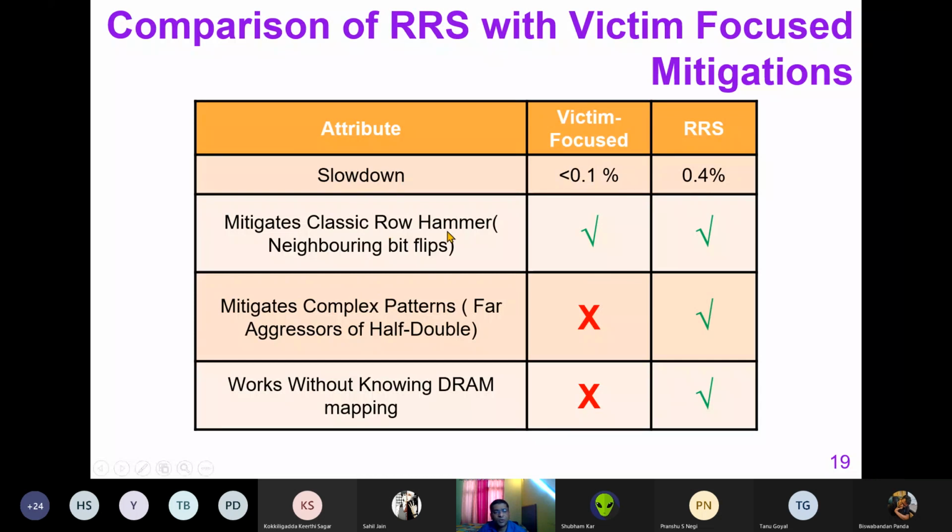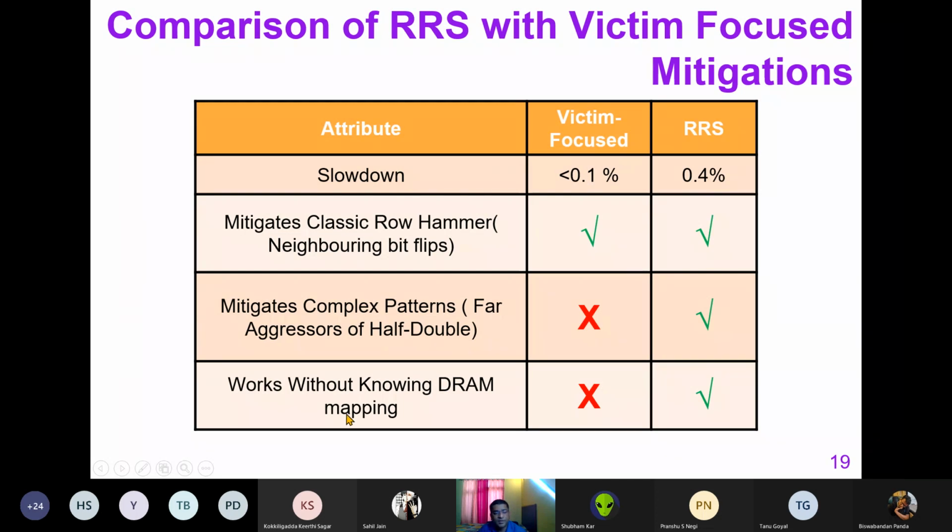Now, mitigates classical row hammer? Yes, both of them are doing. Now, mitigates complex patterns for far aggressor or half double? As we have seen in the Google half double case, that cannot be mitigated by the victim focused technique, but RRS can do that.